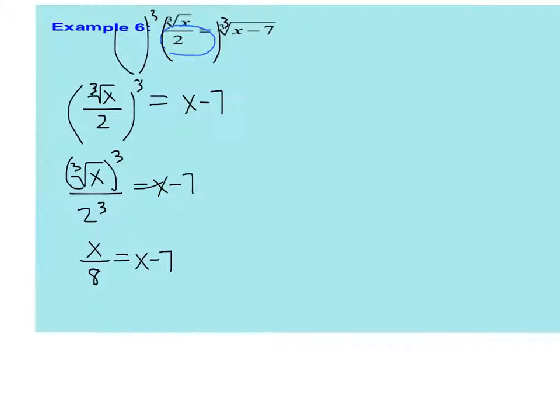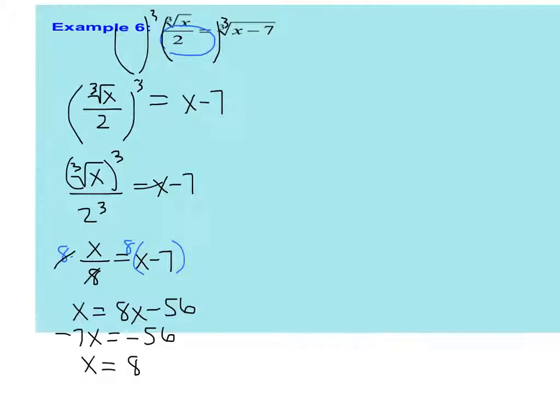And now we have an equation where we just need to go ahead and solve for x and then check our work. I'm going to multiply the equation by 8 on both sides to get rid of that 8. So I'm going to be left with x, because these cancel, equals 8x minus 56. Now if I get all the x's together, I can subtract 8x from both sides to get negative 7x equals negative 56. Divide by negative 7 on both sides and get x is 8. Don't forget to do your quick check.